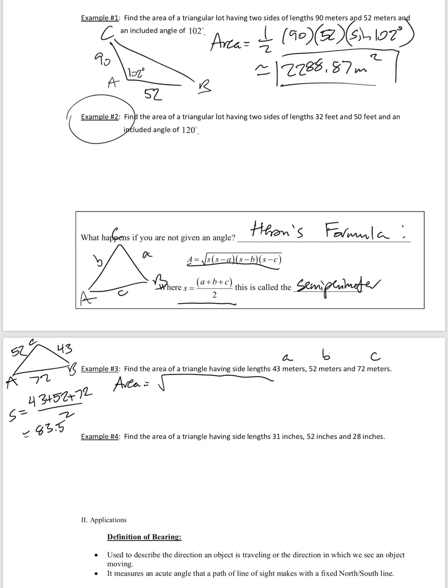So that means the area equals the square root. It's going to be a long square root. S times S minus A times S minus B. Whoops.